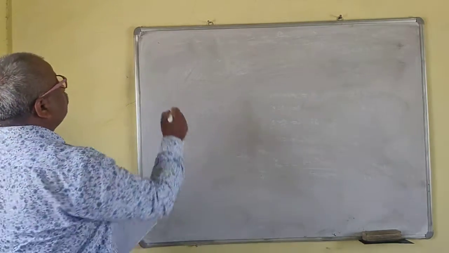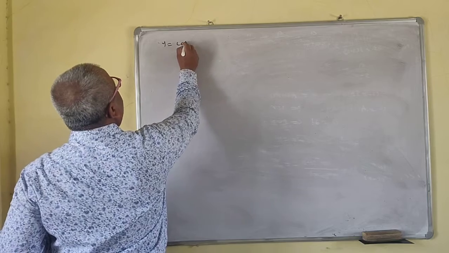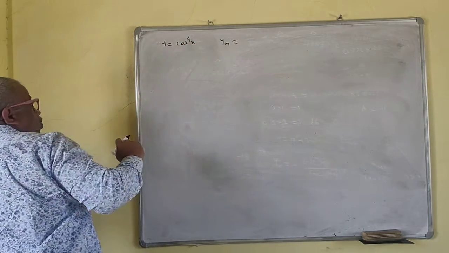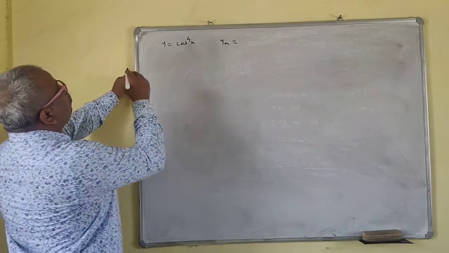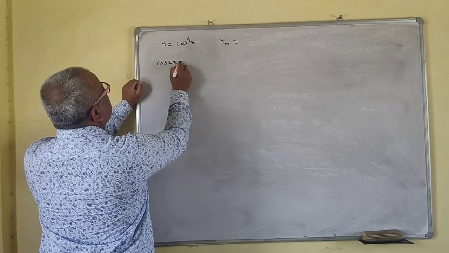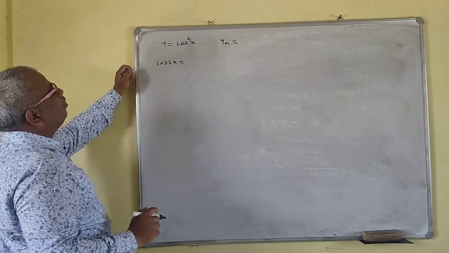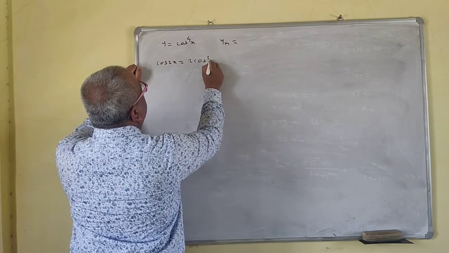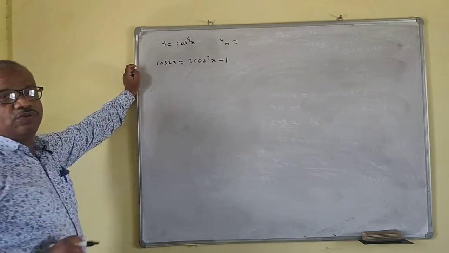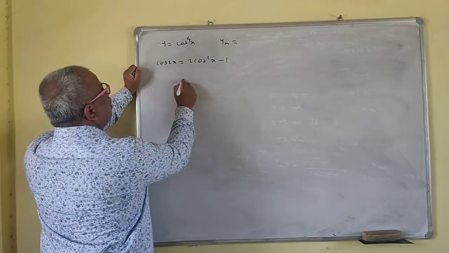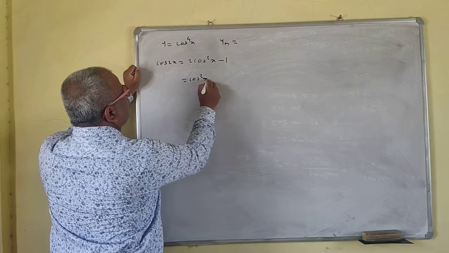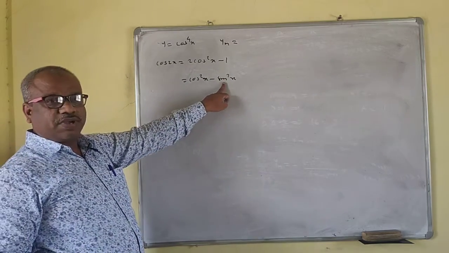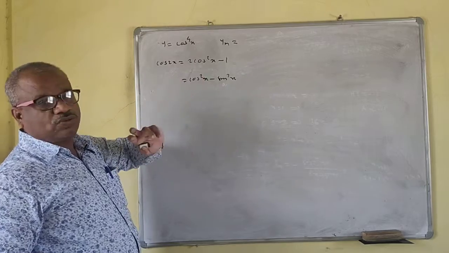Okay, so now if y is equal to cos to the power 4x, find y_n. You know that the formula for cos twice x is 2 cos square x minus 1. The formula is also cos square x minus sin square x. I have sin square x as 1 minus cos square x, so this is 2 cos square x minus 1.